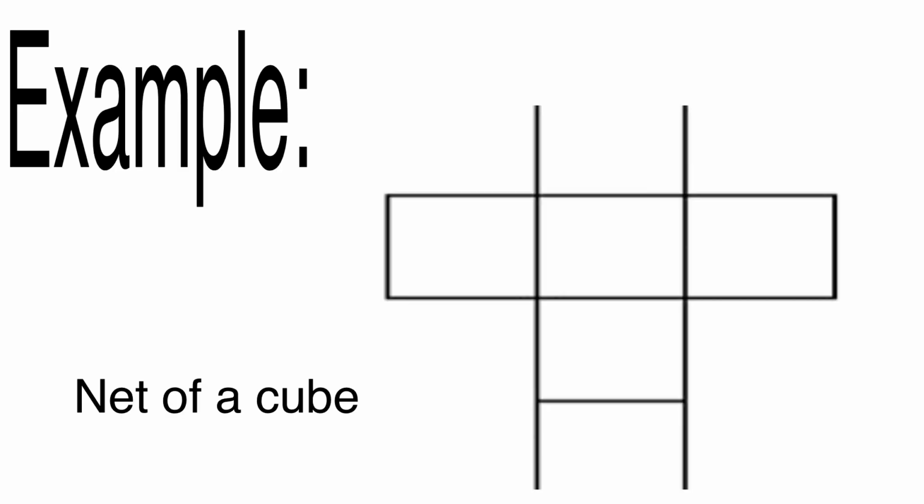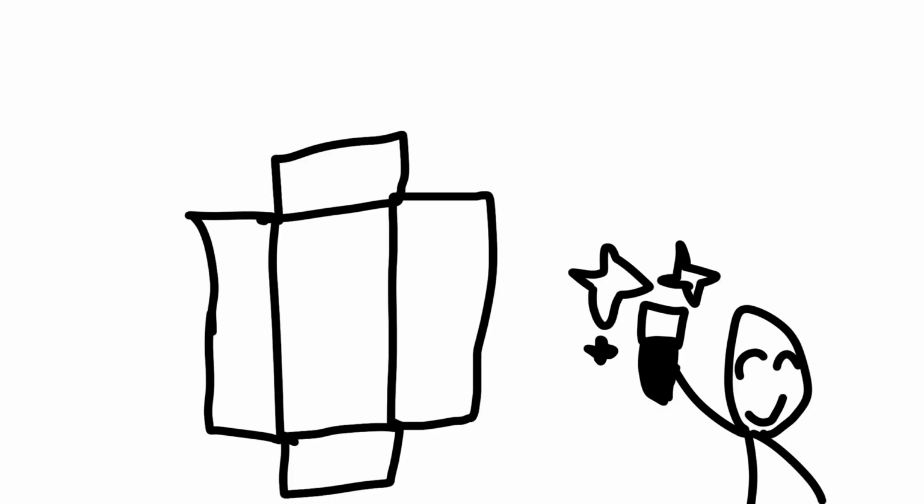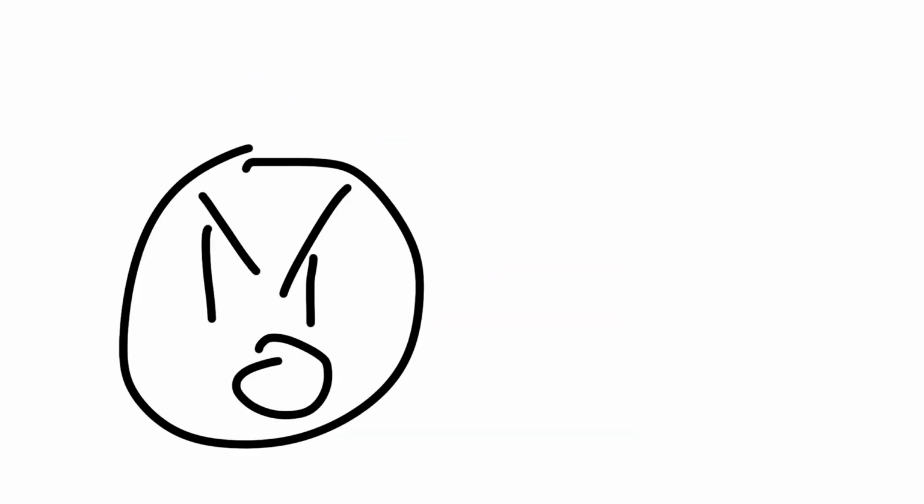A net is a 2D pattern that can be folded along its edges to construct a 3D figure. Okay, here's the net of Jordan Michael's room. Ta-da! And you may be wondering, where is the ceiling? Where is the floor? We removed them. Why? Because it's wallpaper, not ceiling paper, and not floor paper.